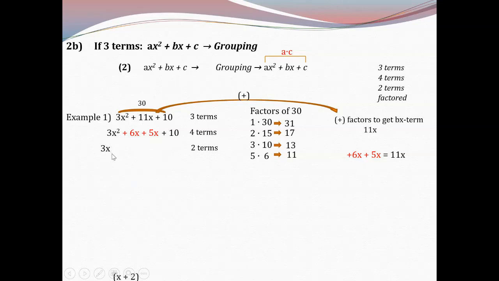It's going to be the 3x. What's left? The x plus 2. And again, you always check your work before you move on to make sure that you're doing it right. So 3x times x will give you 3x squared. 3x times 2 will give you the positive 6.